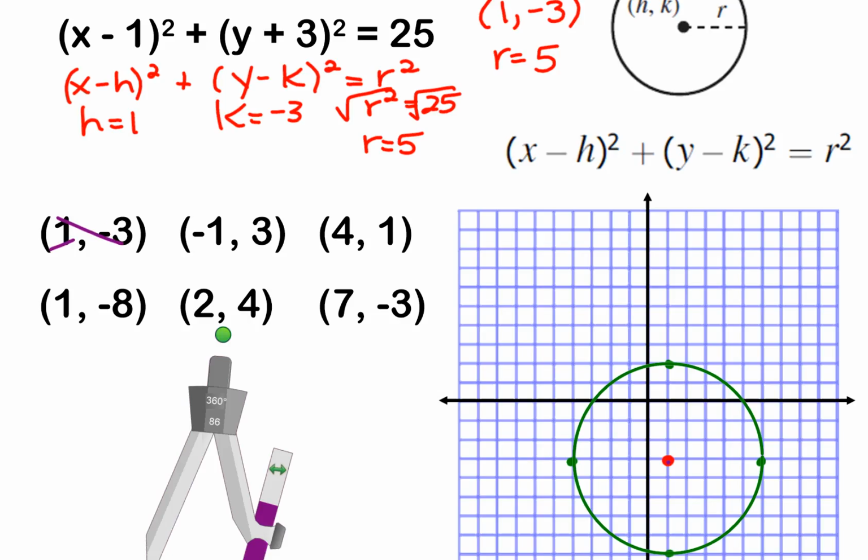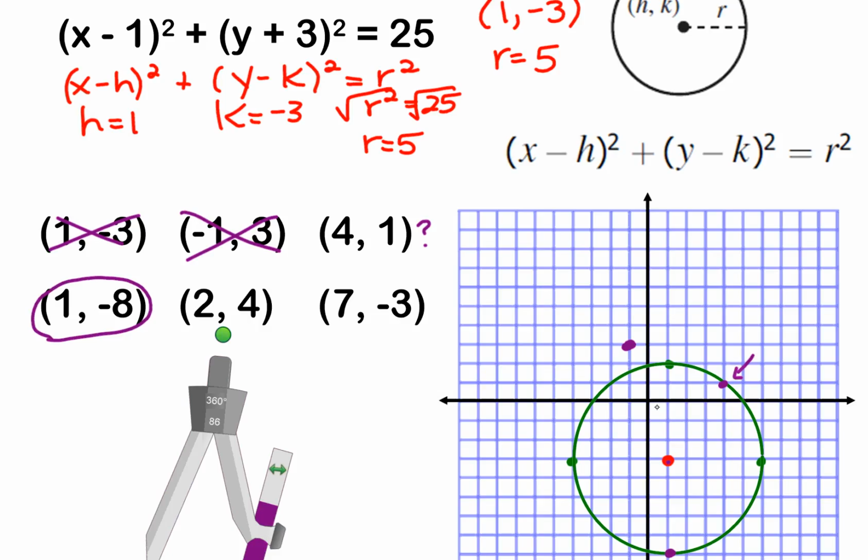That is not on my circle. I'll look at (-1, 3). That's right up over here. That's outside of my circle. I'll look at the point (4, 1). 1, 2, 3, 4, 1. That looks pretty good, so I'm going to put a little question mark there. And I'll look at (1, -8). 1, 2, 3, 4, 5, 6, 7, 8. That's one of the initial points I graphed, so I know that will be on my circle.